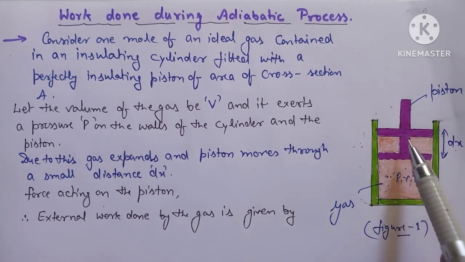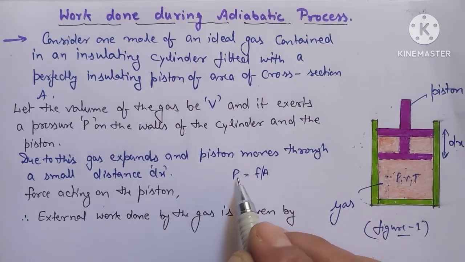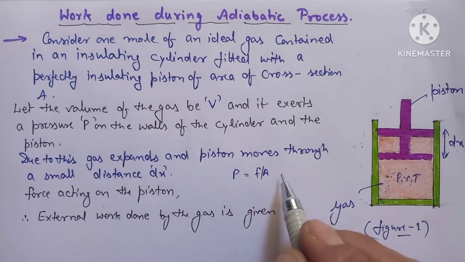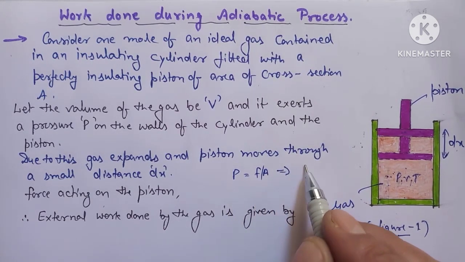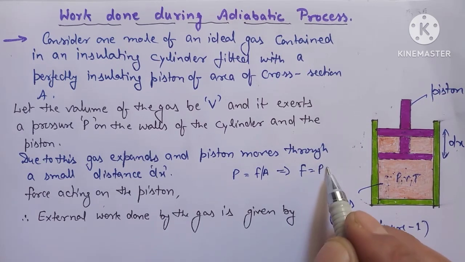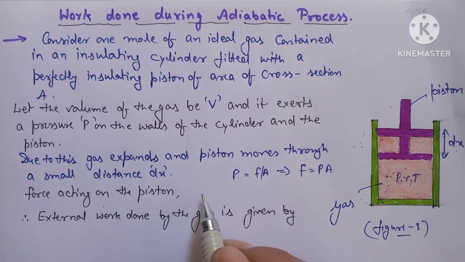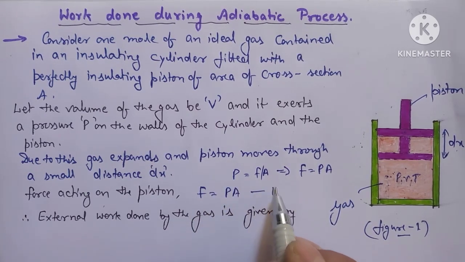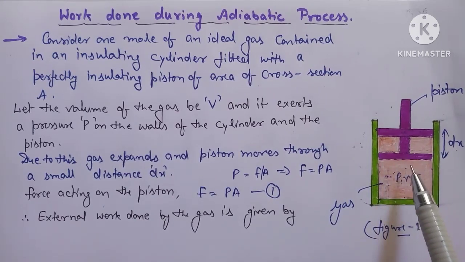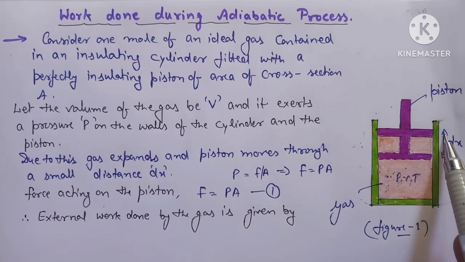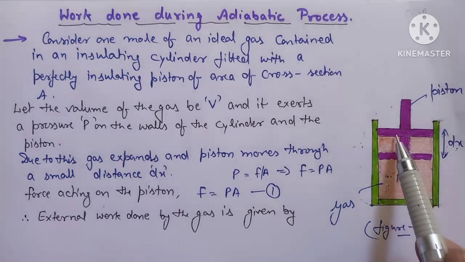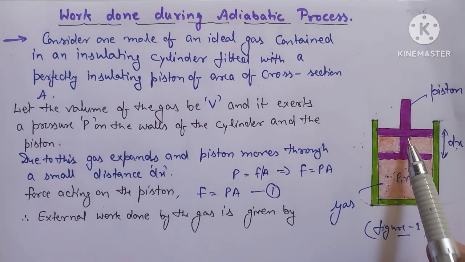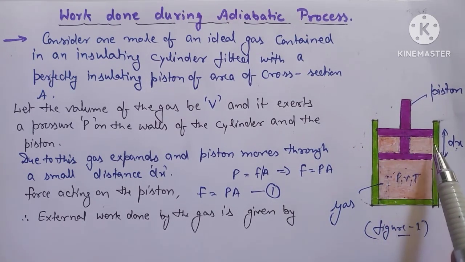Then the force acting on this piston is given by, we know that pressure is equal to force upon area. By rearranging this, we get force is equal to pressure into area. So here the force acting on the piston is F equal to PA. This is equation number 1. Here you can see when the gas expands, the piston moves upward through distance dx, and a force acts on this piston. We know that when we apply a force and displacement occurs, then there is work done.